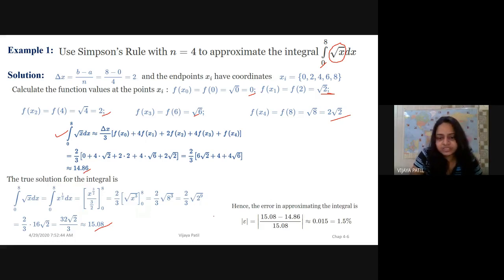Okay, now I have kept this frozen here in the slide. That is nothing but a new concept. It's known as the error in approximating the integral. That means this is the actual integral or exact integral, and this method is giving us the answer 14.86. So the error, that means the difference between the actual answer and the numerical value, is 0.015, and we are always taking the modulus. That means we want the error to be positive, because it's nothing but 1.5% error in this particular method for this particular question.